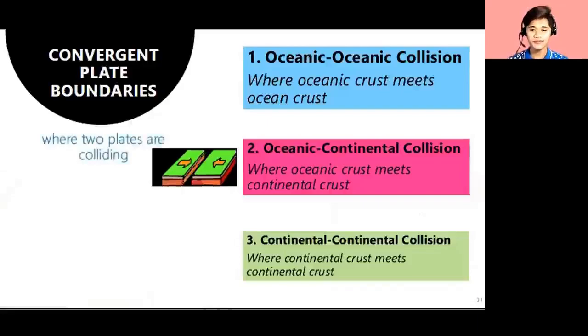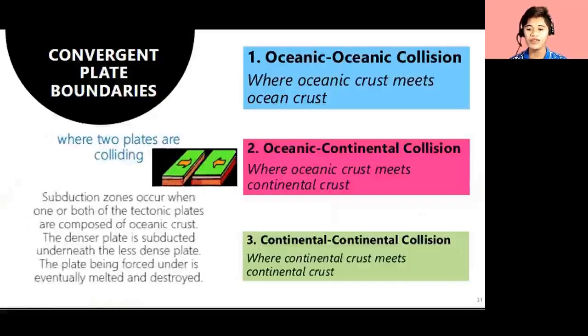To start, convergent plate boundaries happen when 2 plates collide. It occurs in the subduction zones when one or both of the tectonic plates are composed of oceanic crust. The denser plate is subducted underneath the less dense plate. The plate being forced under is eventually melted and destroyed. Convergent plate boundary is further classified into 3. These are the oceanic-oceanic collision, oceanic-continental collision, and the continental-continental collision.